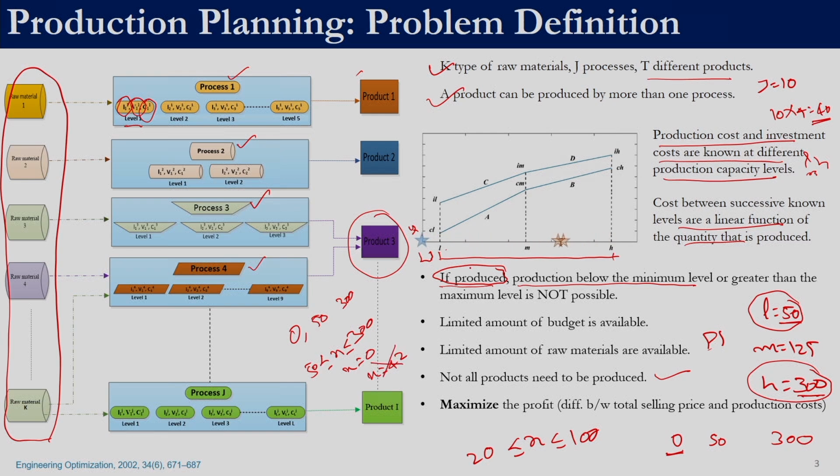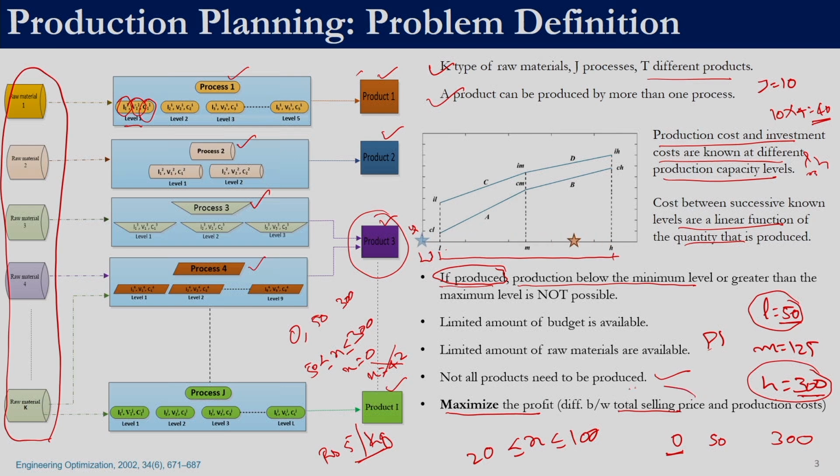So, the objective here is to maximize the profit. Let us say the selling price of product 1 is 5 rupees per kg. If we decide to produce 10 kgs, then the revenue that we will earn is 5 into 10. So, that selling price is known. What we need to decide is how much to produce. Once we decide how much to produce, we can calculate what would be the revenue.